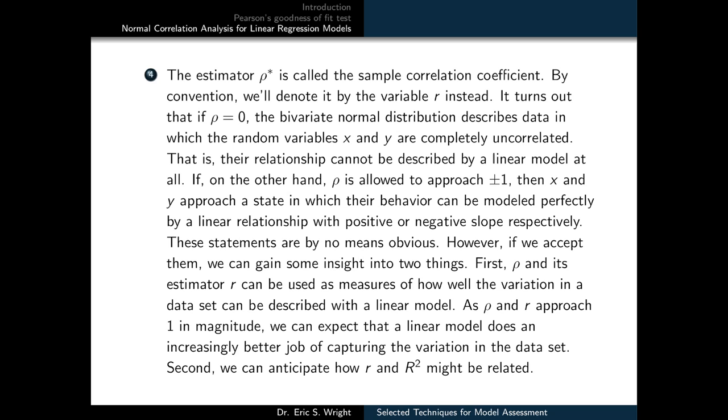First, rho and its estimator r can be used as measures of how well the variation in a data set can be described with a linear model. As rho and r approach 1 in magnitude, we can expect that a linear model does an increasingly better job of capturing the variation in the data set. Second, we can anticipate how r and capital R squared might be related. That is, what's the relationship between the sample correlation coefficient and the coefficient of determination?